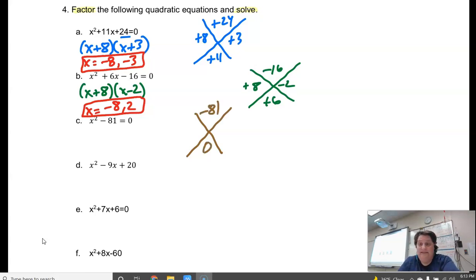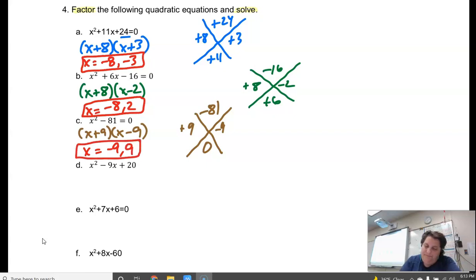What multiplies to make 81 and adds to give me 0? Well, it'd be plus 9 and minus 9, which adds to make 0. So I would factor this as x plus 9, x minus 9. Because it says equals 0, I'm going to go ahead and solve it and say my answers are negative 9 and 9.